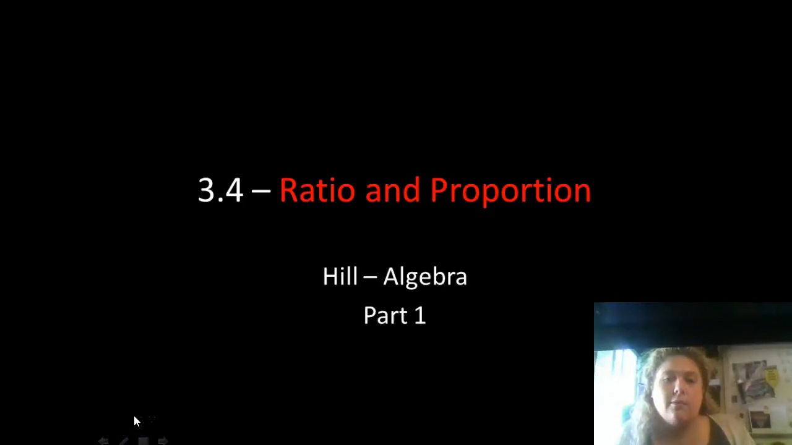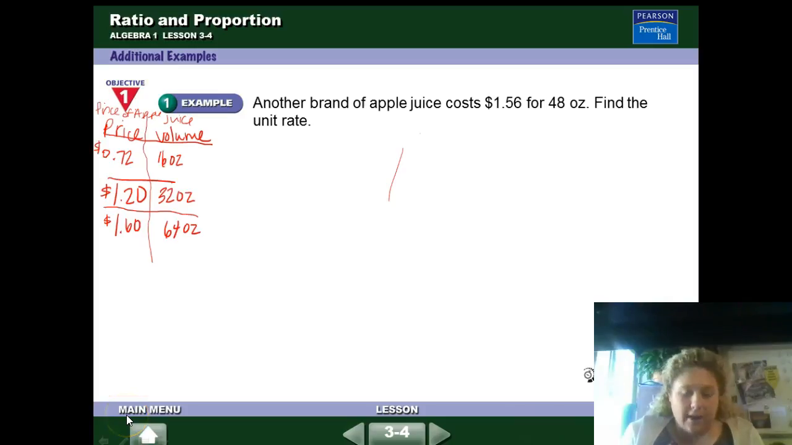Today we are working on 3:4 ratio and proportion. We are splitting up 3:4 into two different sections. So today we'll do part 1, tomorrow will be part 2. Alright, so here's our first example.